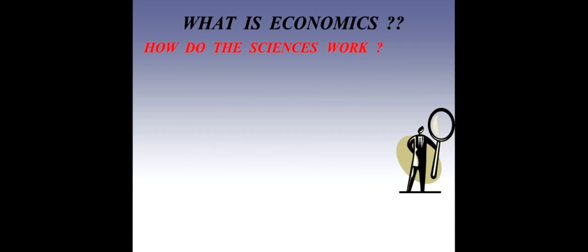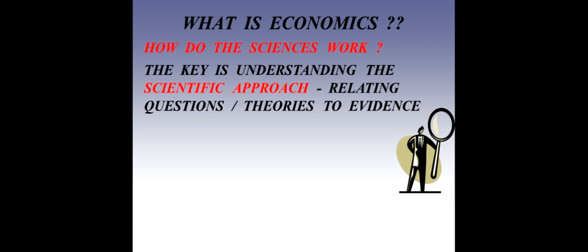The next question we have in our brief look at the sciences is the question of how they work. Key to understanding how all the sciences work, physical, natural, and social sciences, is the understanding of the scientific approach. The scientific approach is relating questions and theories to evidence. This is sometimes also called the scientific method, and you may have come across this earlier in your education in either a physical or a natural science class.